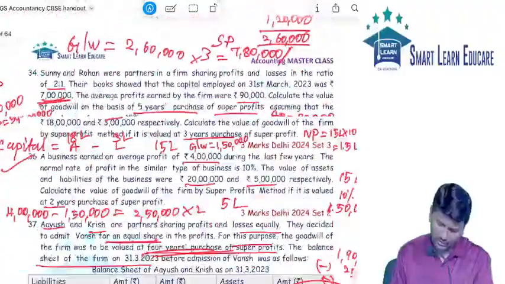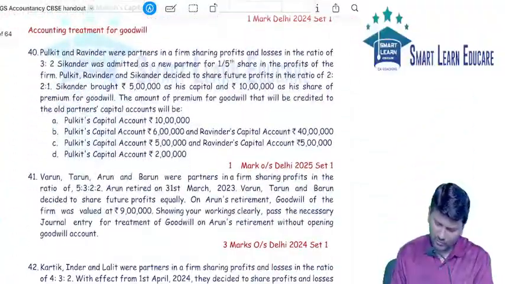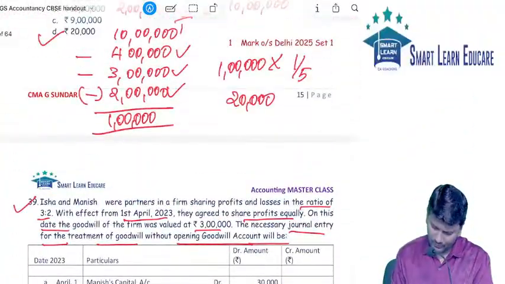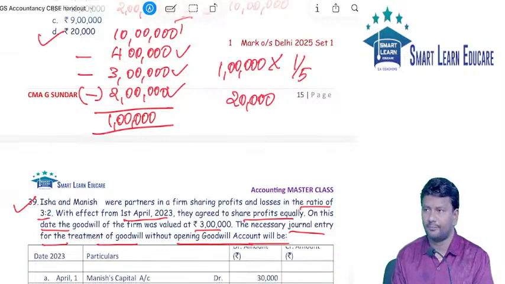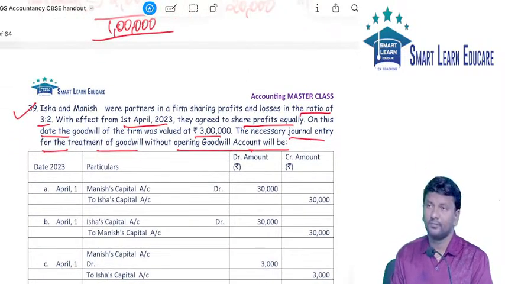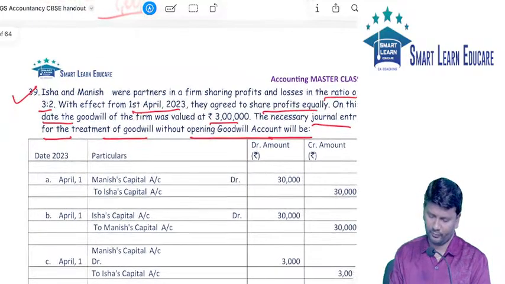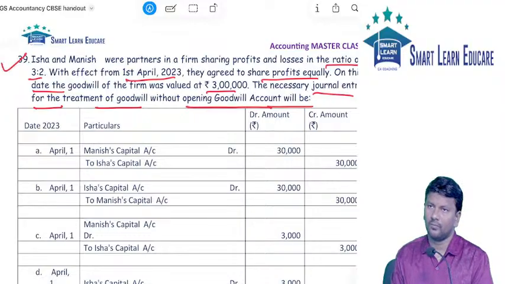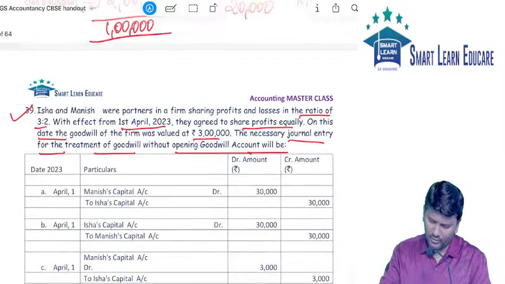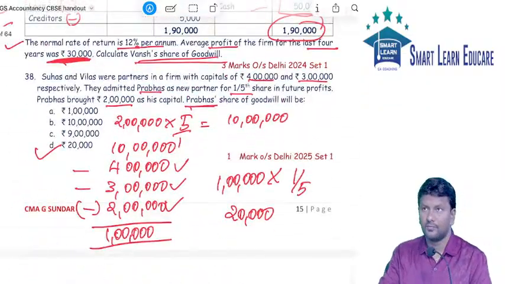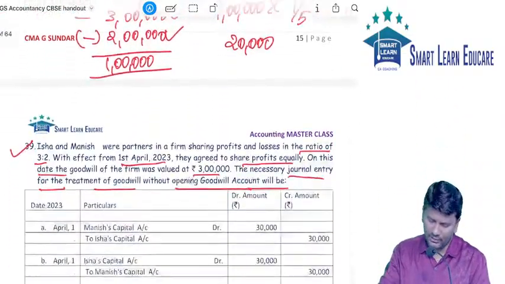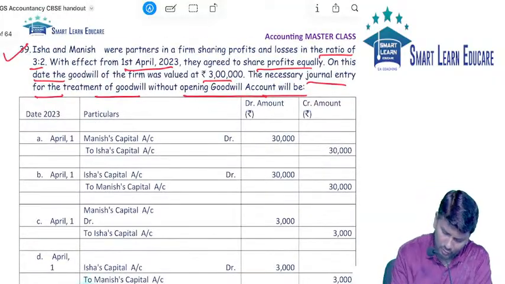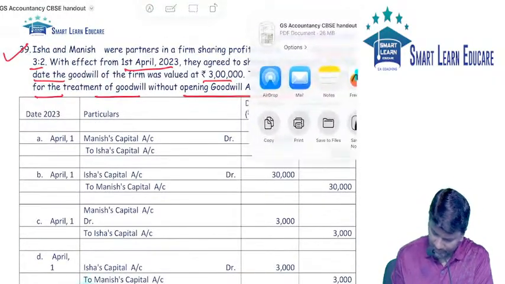Yesterday, last time, which question did we solve? Question number 39? We solved 39, okay, 38. Okay, 38. So now we will continue with 39. Question number 39. Read this question.